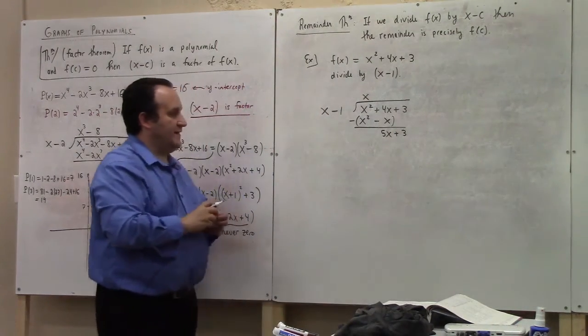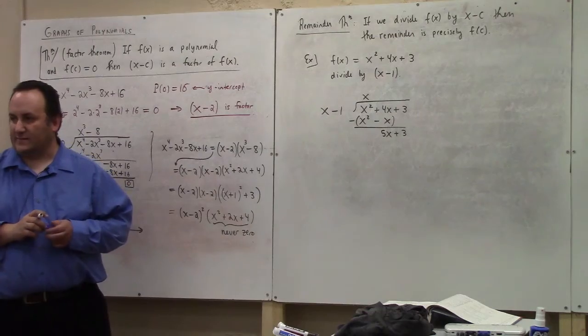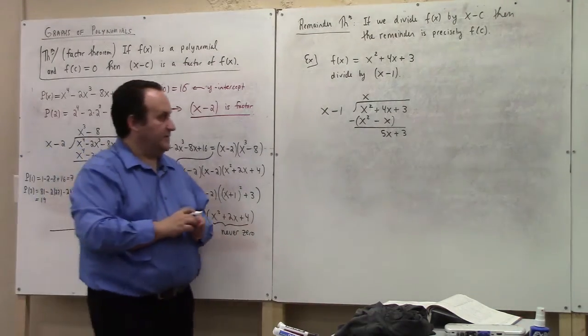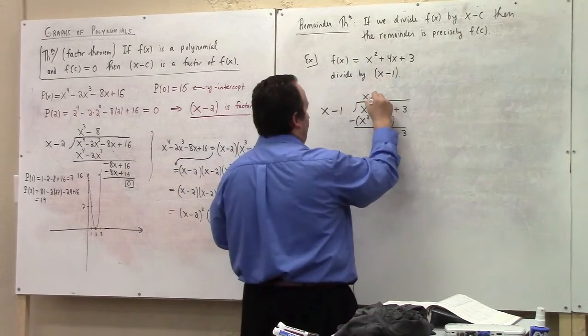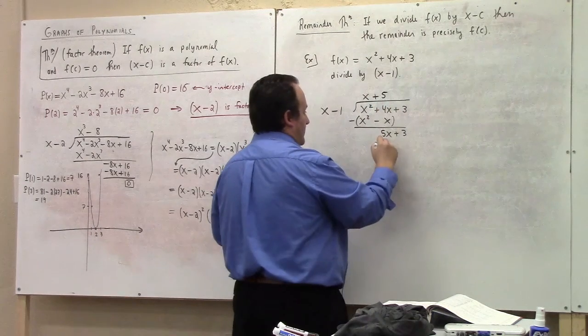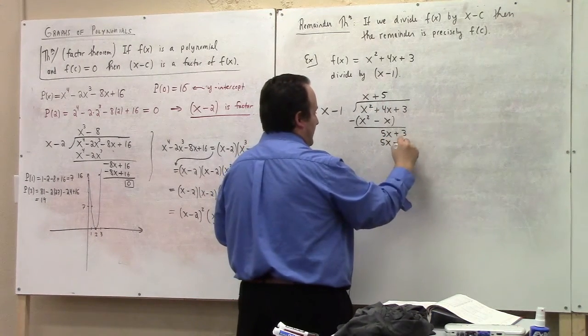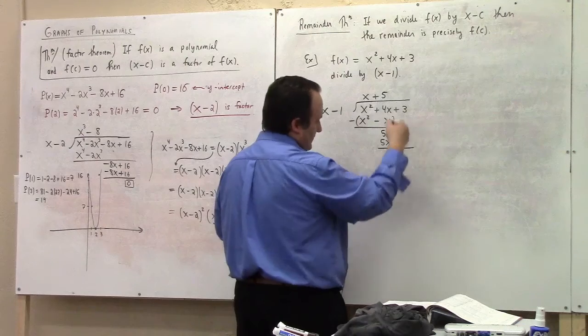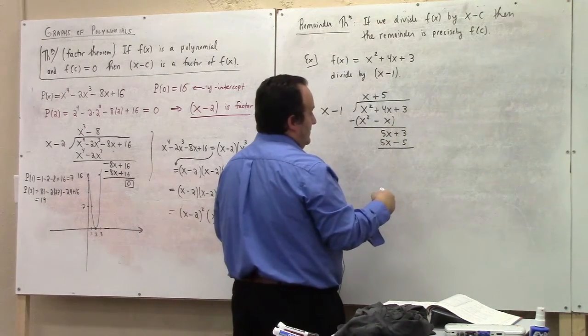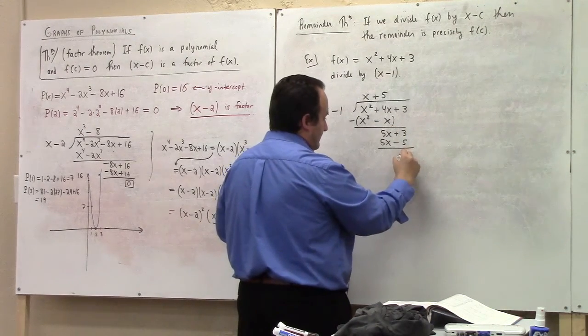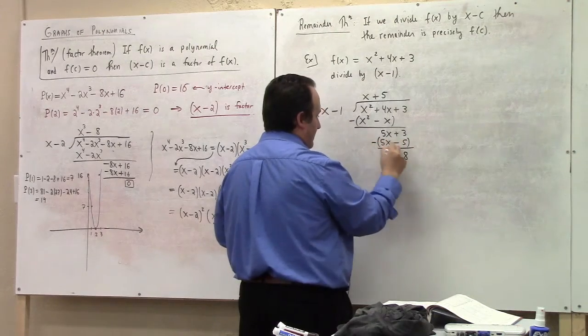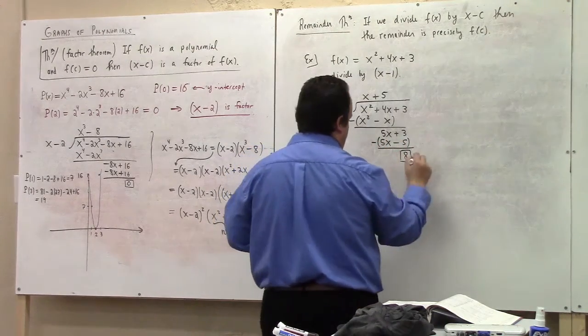And then how do I get a 5x from x minus 1? I multiply x minus 1 by what? By 5, so x plus 5. So I get 5x minus 5, and what happens when you subtract? 8? So this is the remainder, right?